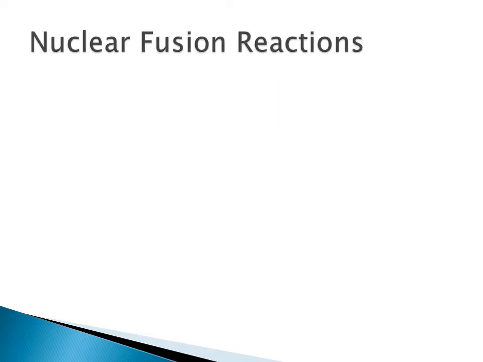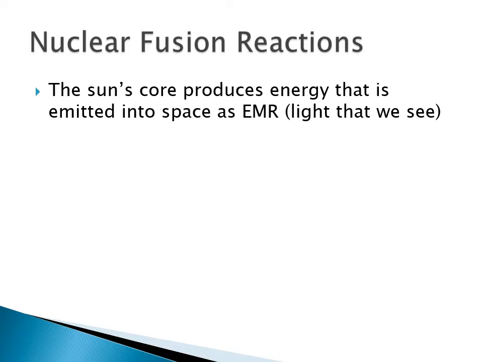So we just finished talking about nuclear fission reactions and fusion reactions. And so the sun is a giant fusion reaction. The sun's core produces energy that is emitted into space as EMR, and we see it as the light hits our Earth and it just allows us to see everything.